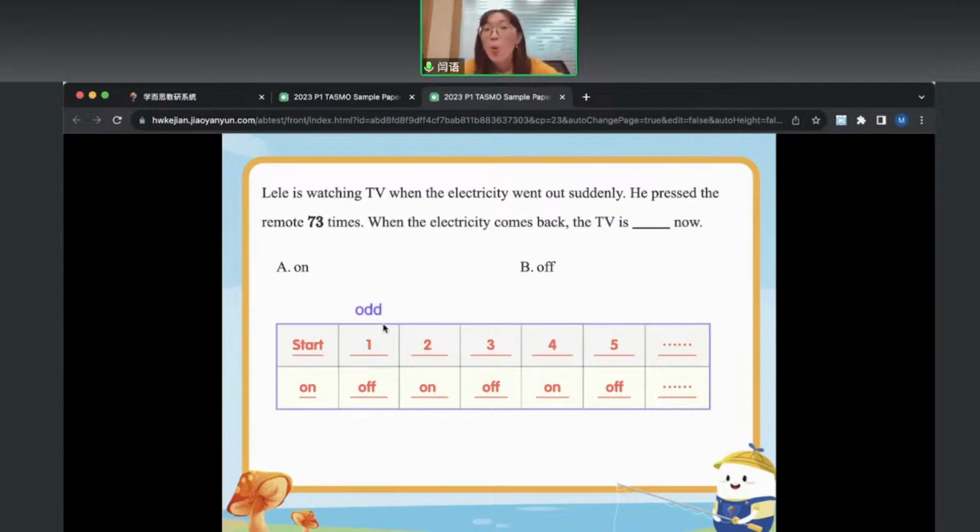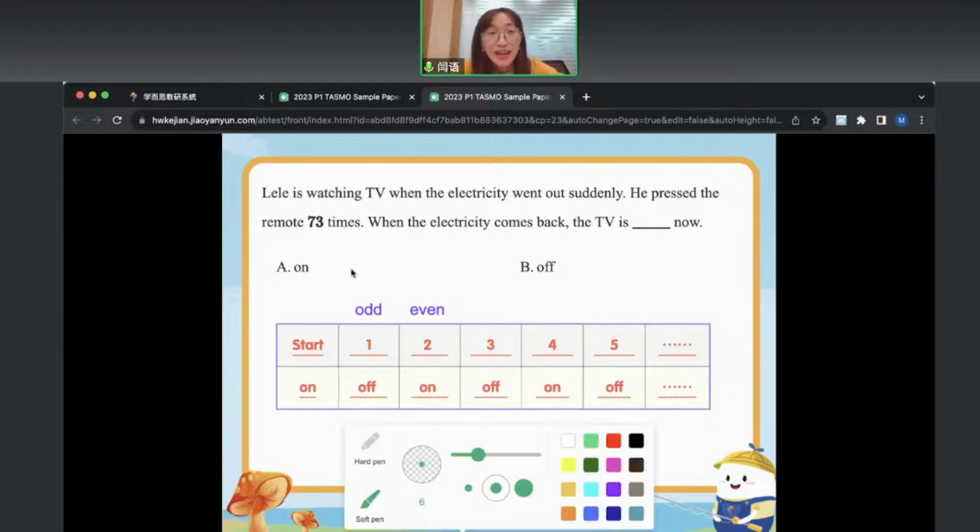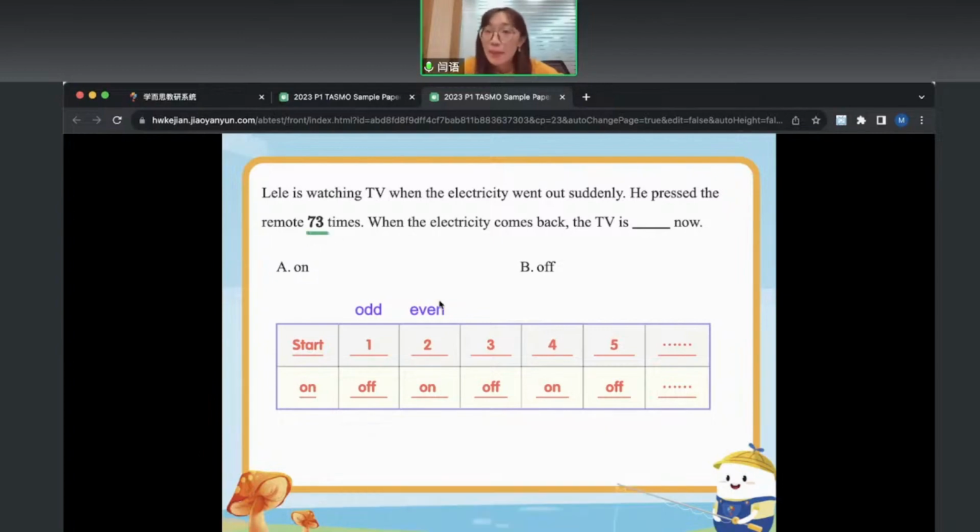Okay, so here, what pattern, what conclusion can we get? Now you see, 1. 1 is the odd number. 2 is an even number. And then move on. 3, odd number. 4, even number. 5, odd number. So as long as it is an odd number, 当它是单数，当它是奇数的时候 you can see that the TV is always off, right? So now let's go back to the question. You see 73 times. Is that an odd number or even number? Odd number, right? So here we can get the answer. The answer is off. Understand?